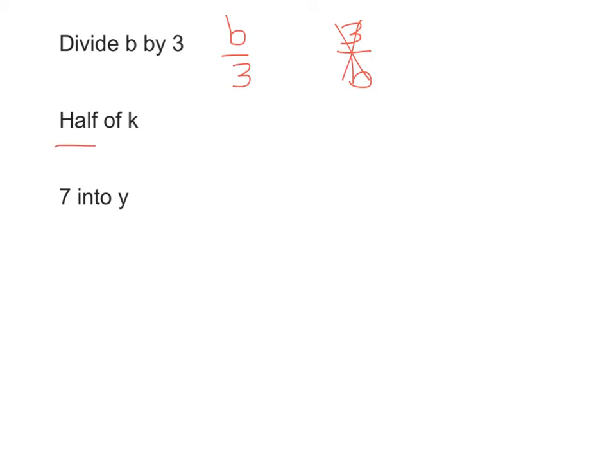Half of k means, like if I had 10 cookies and you had half, you'd take 10 divided by 2. So you could say half, and remember of means times. I could do half times k, but I asked you to write a division expression. Well, half of k is the same as taking k divided by 2. And in the last one, 7 into y means I'm taking y divided by 7. Again, all three of these can only be written in this one way.